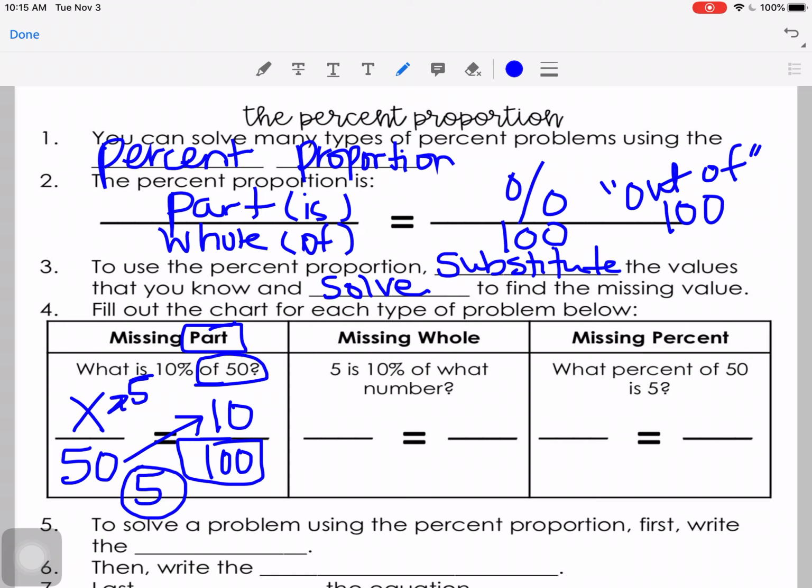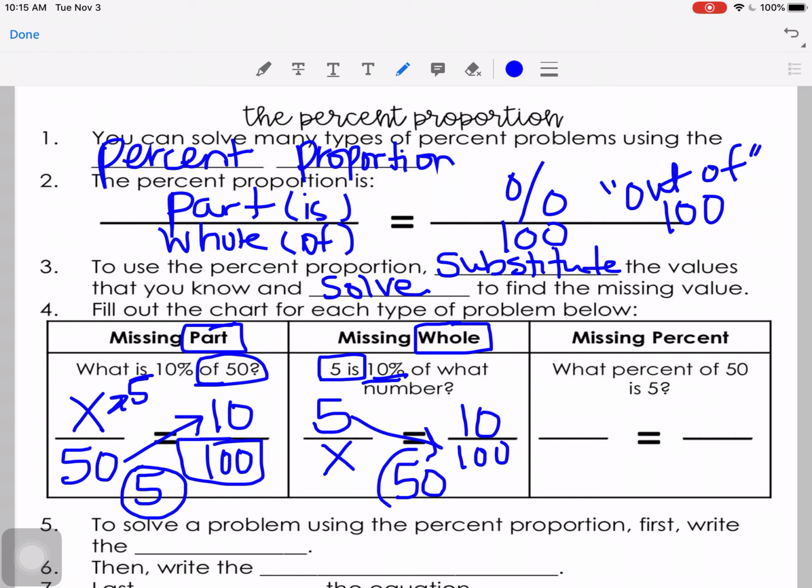The next one, we're going to find the missing whole. Okay, once again, I have all the information I need. 5 is, lets me know that that is part of my whole. So I need to find my whole. So then I have 10 over 100, 10 out of 100, because percent means out of 100. So 10 out of 100 is 10%. So I cross multiply, I get 500, I divide by 10, I get 50. So x equals 50, and this is my whole.